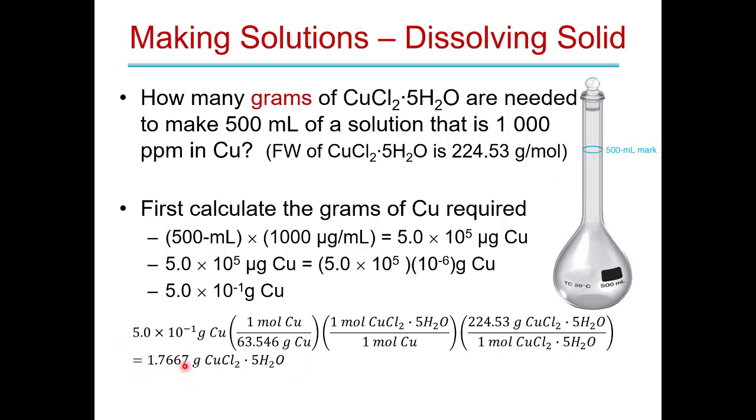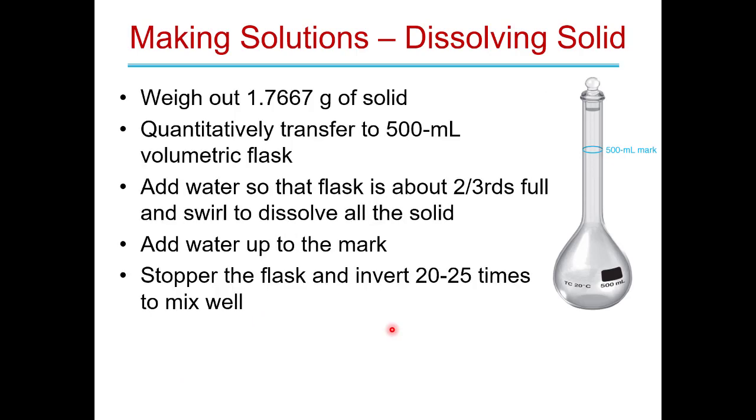All right, so what does this mean in terms of how you would actually mix up this solution? Like if we wanted a recipe, what we would do? Well, we'd want to weigh out 1.7667 grams of that solid copper 2 chloride pentahydrate. And then we would quantitatively transfer, like I described before, to this flask. We would add water, so the flask is about 2/3 full, and swirl to dissolve all the solid, and then add water up to the mark.